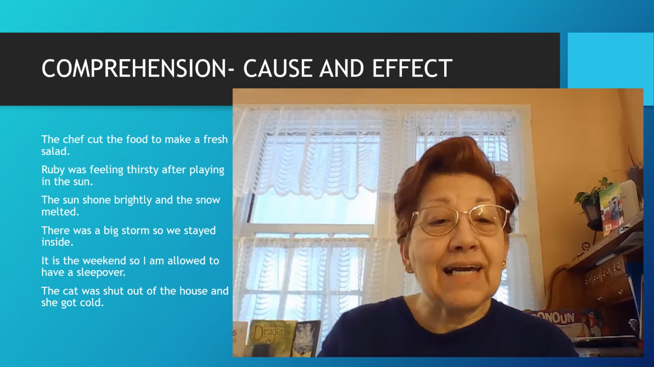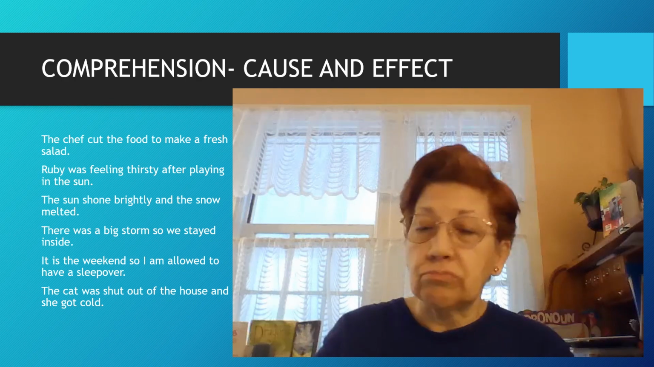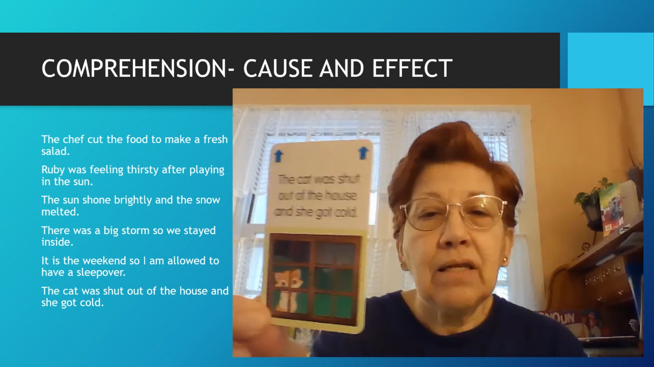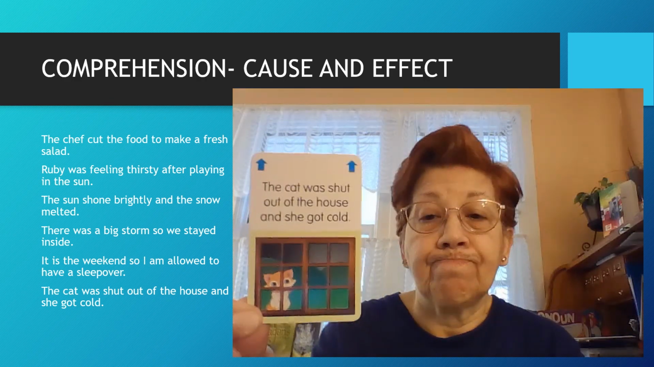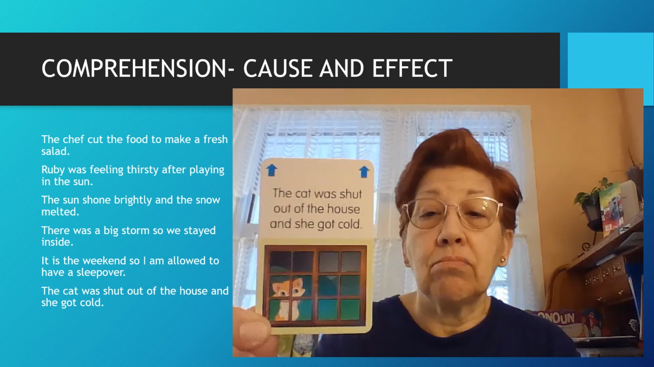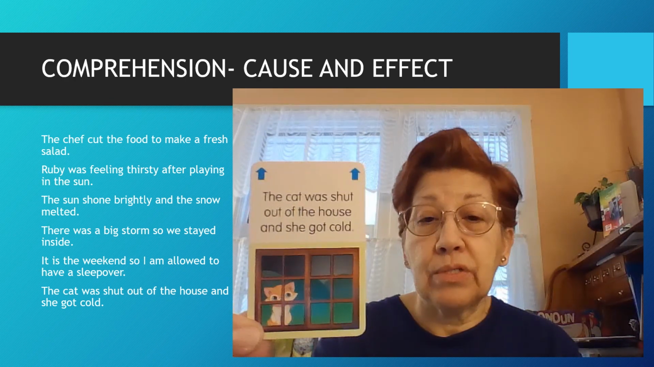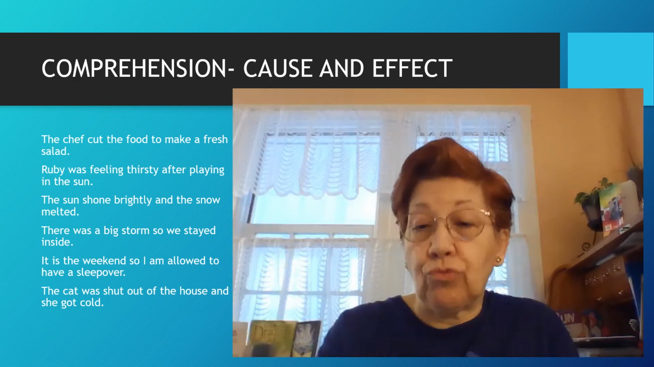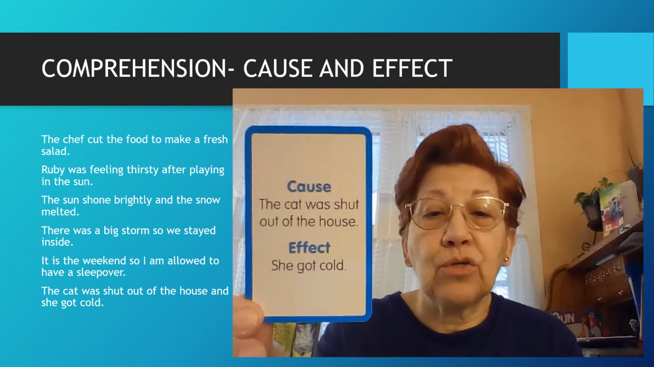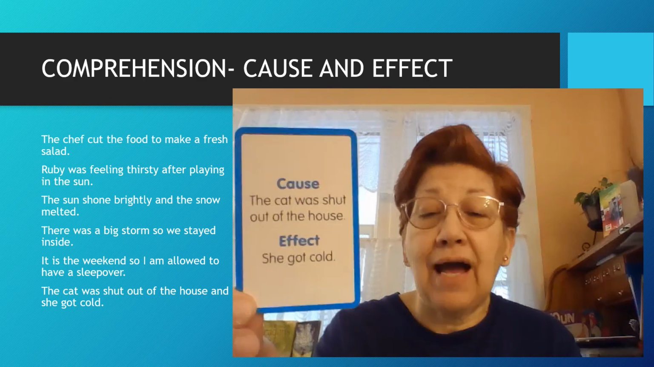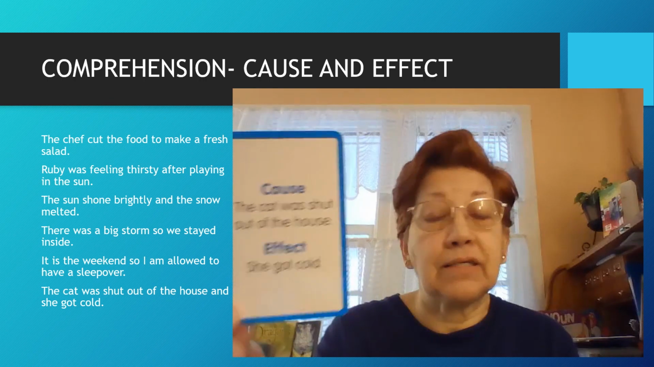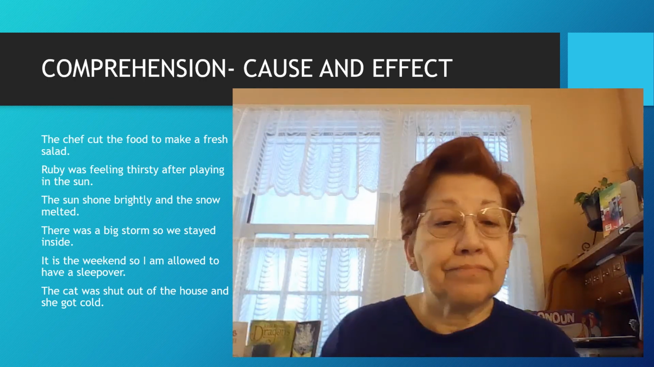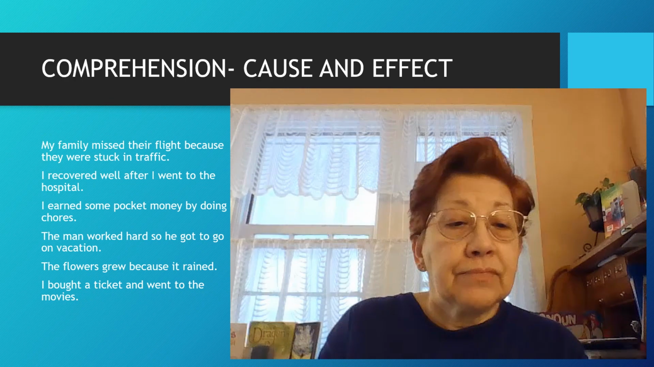Okay, next. The cat was shut out of the house and she got cold. Right? The cat was shut out of the house and she got cold. The cause would be what? The cat was shut out of the house. That made her cold, right? That will be the outcome, the effect, right? So the cause is the cat was shut out of the house, and the effect is she got cold. Excellent. Excellent. You guys are getting it. Okay.